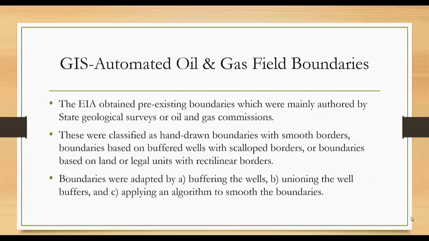The EIA obtained pre-existing boundaries, which were mainly authored by state geological surveys or oil and gas commissions. These were classified as hand-drawn boundaries with smooth borders, boundaries based on buffered wells with scallop borders, or boundaries based on land or legal units with rectilinear borders. The boundaries were adapted by buffering the wells, unioning the well buffers, and applying an algorithm to smooth the boundaries.